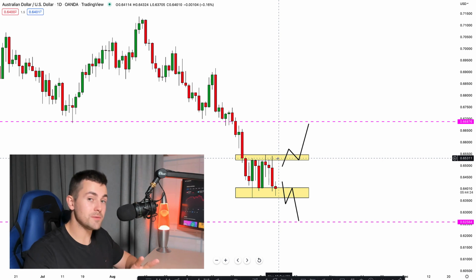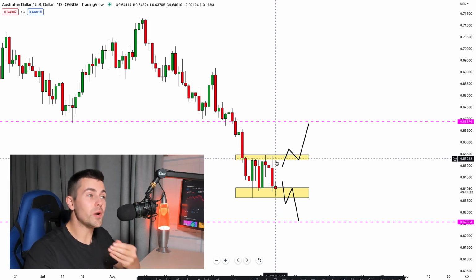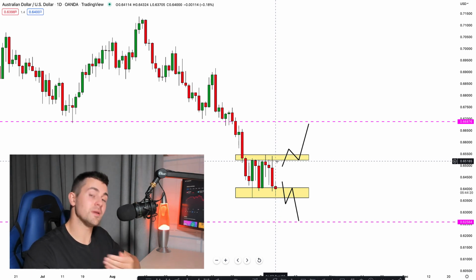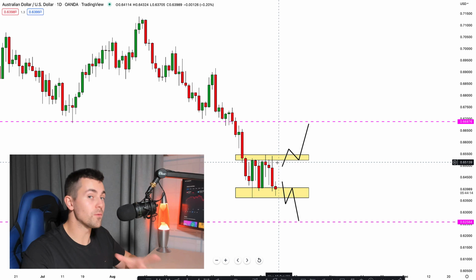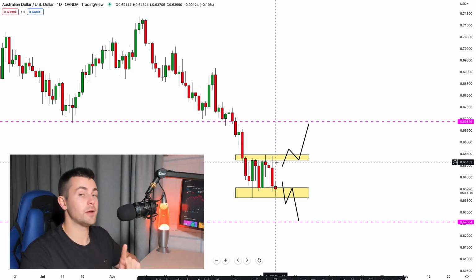By confirmation, I mean that you should wait for the test of the resistance first, and then you should analyze lower time frames. Yes, and on lower time frames, you should look for some reversal pattern before you short. That will be your plan for Aussie dollar for next week.